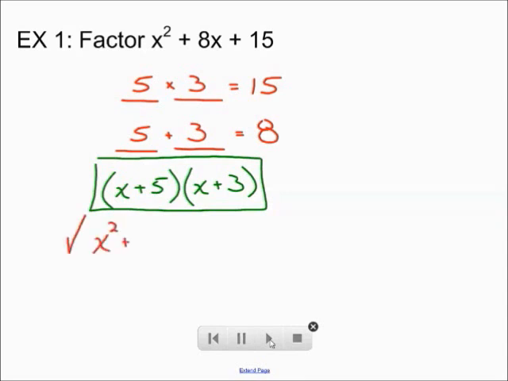by multiplying the polynomials. X times x is x squared, x times 3 is 3x, 5 times x is 5x, and 5 times 3 is 15. When you combine like terms, we're left with the original trinomial.